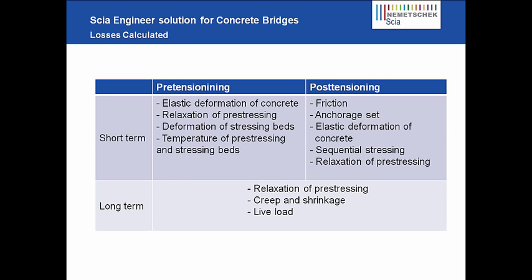Now, both for pre-tensioning and for post-tensioning, we can take into account different types of losses. You can see it here for pre-tensioning: elastic deformation, relaxation, deformation of stressing beds, temperatures. And for post-tensioning, you also have different types of losses due to your post-tensioning. You have friction losses, you have the anchorage set. So these are very typical to post-tensioning. And you also have long-term losses that you can take into account for both types of prestressing.